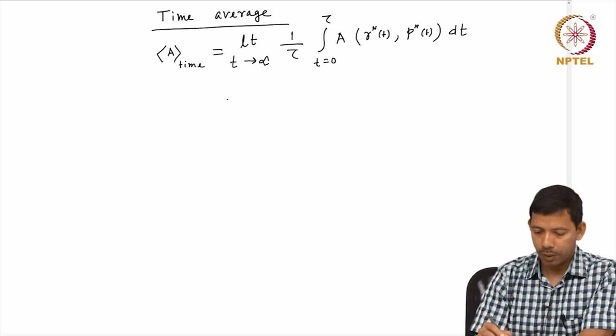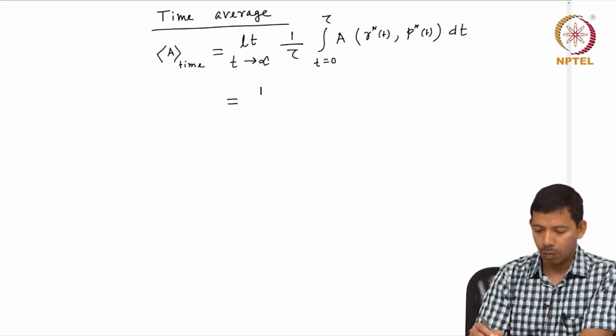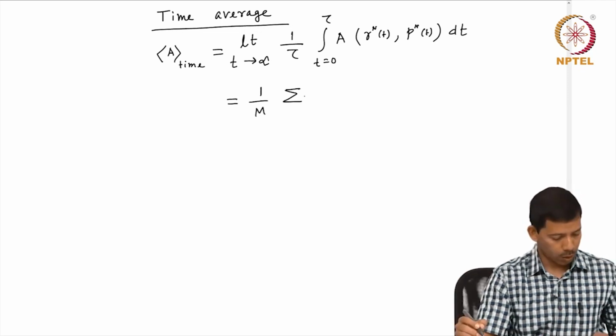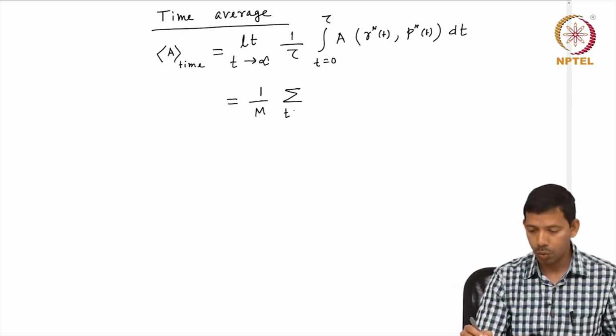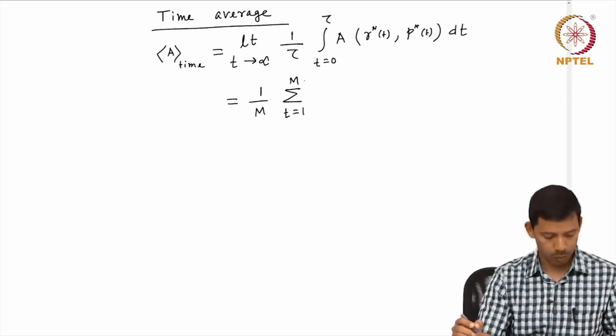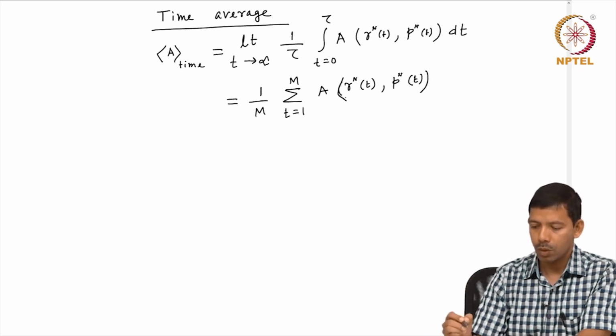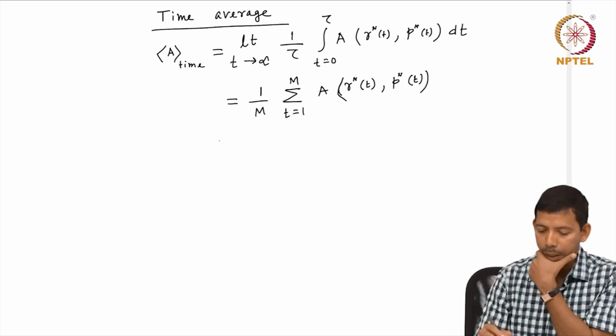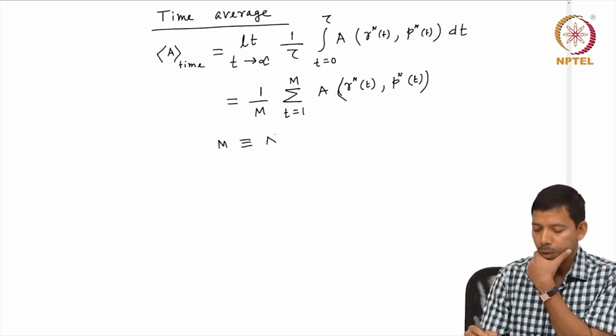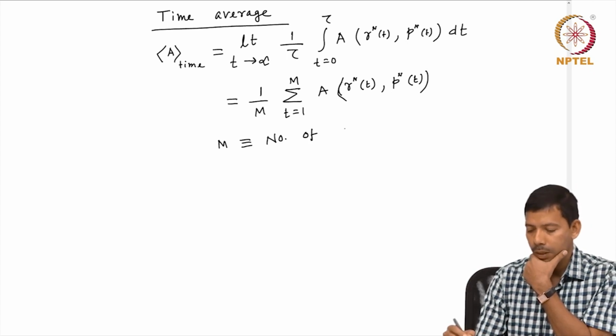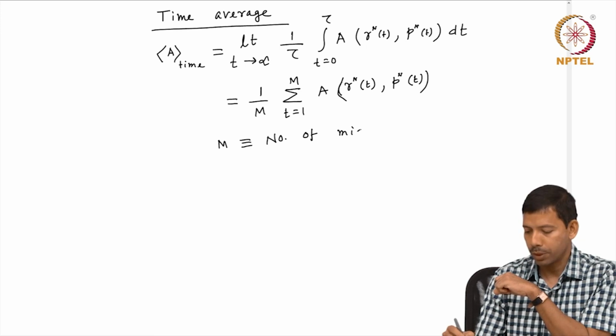which you can further simplify as 1 by M, sum over t equal to 1 to M, of A(rN(t), pN(t)). So what this implies is that M is the number of microstates or conformations.